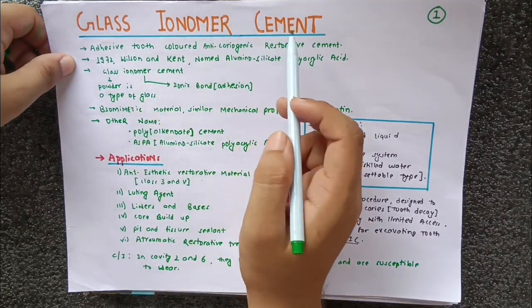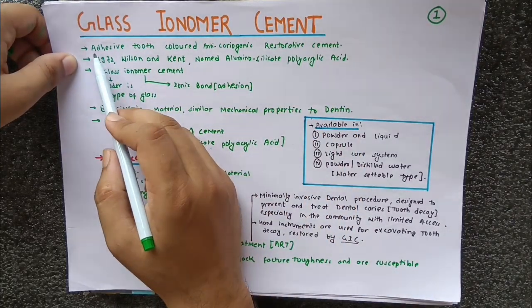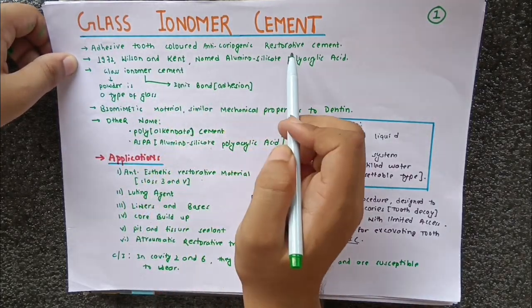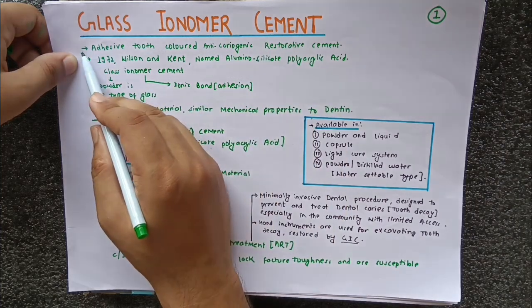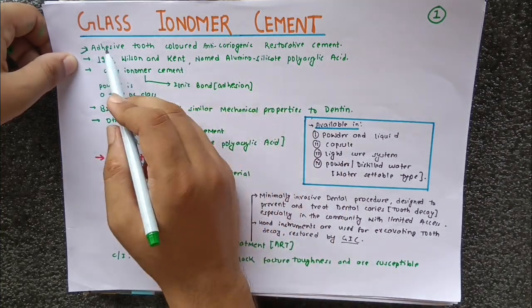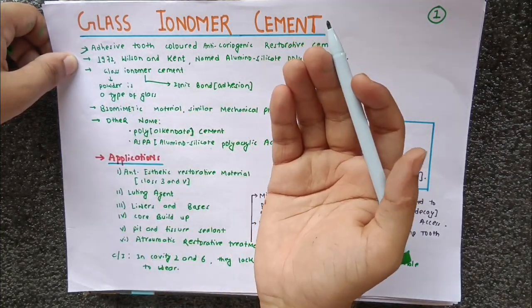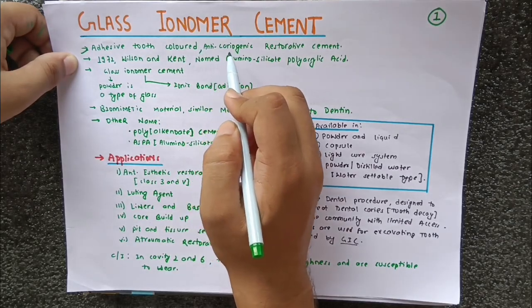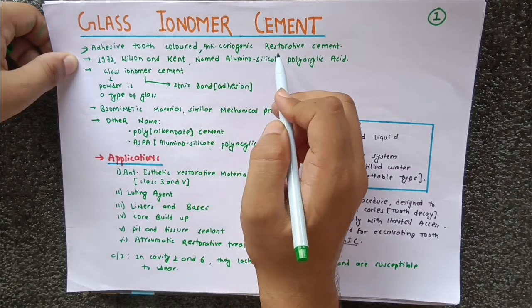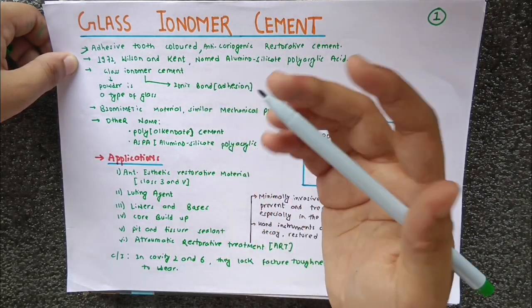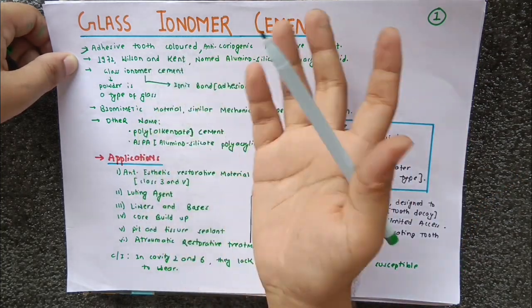So glass ionomer cement is an adhesive, tooth-colored, anti-cariogenic restorative material. It means that it adheres to the tooth structure, and it is anti-cariogenic, meaning it releases fluoride, and it is tooth-colored.